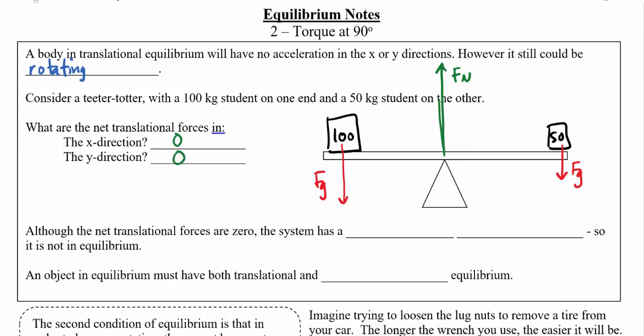However, if you've ever had this experience, you know that this system is not going to just stay like this. What's going to happen is the heavier student is going to rotate downwards, and the lighter student is going to rotate upwards up into the air. And the reason this happens is because of something called torque. So this system has what we call a net torque. And because of that, it is not in equilibrium. Because to be in equilibrium, you have to have both translational and rotational equilibrium.